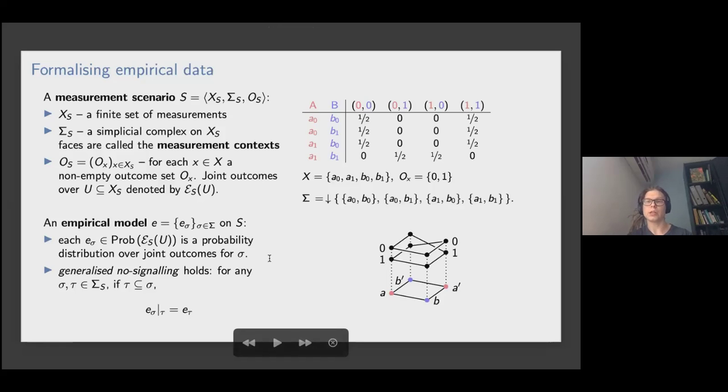And then an empirical model on such a scenario is given by saying, for each joint measurement that's possible, list the marginal distribution you see when you run that measurement. And furthermore, we expect that these satisfy this no signaling condition. So if you measure only some set of measurements, it doesn't matter what else you're measuring with it, the marginal distribution for those measurements doesn't depend on what else is being measured. That generalizes this no signaling idea, and in this bipartite case, it's exactly the no signaling condition.